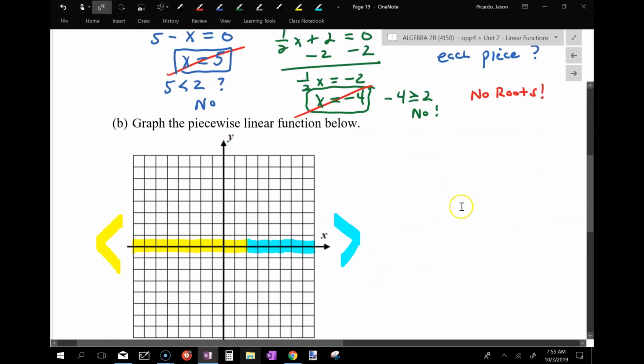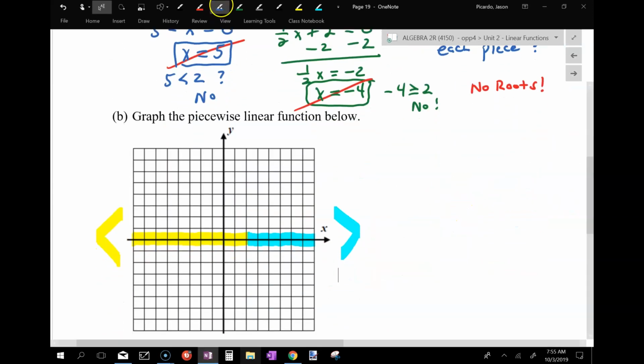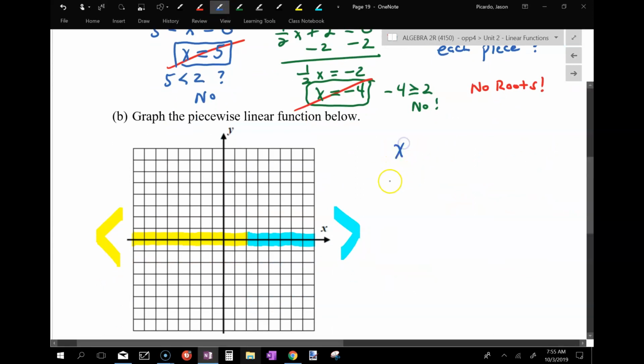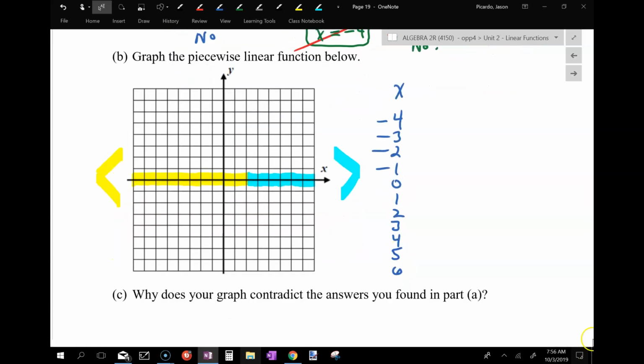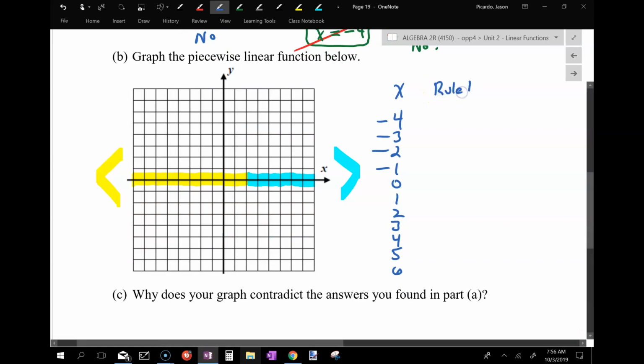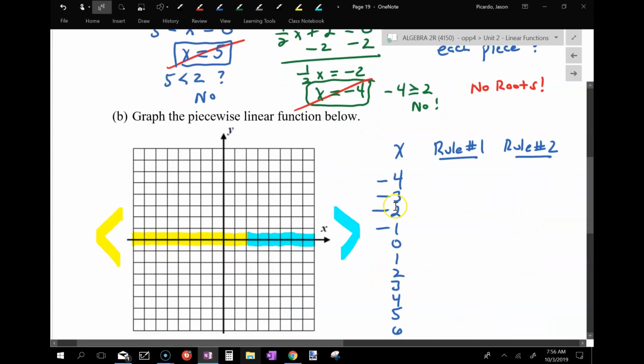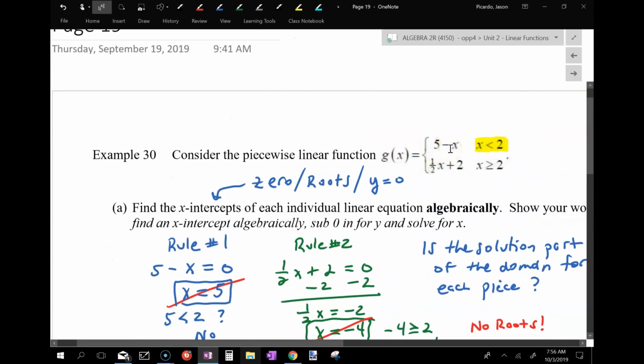All right, so is there a chart? Do I have a chart here? Right? No, I mean, let's create a chart. So I'm going to have x values. These are lines, so I don't need a ton of points. -4, -3, -2, -1, 0, 1, 2, 3, 4. I guess I'm going to do a ton of points. 5 and 6. And then I have my 2 rules, right? So I have rule number 1. I have rule number 2. All right, so these are going to give me x's and y's, correct? So let's go to our first rule, and I got to plug in -4. What's 5 minus -4? Two negatives, same as 5 plus 4, right?